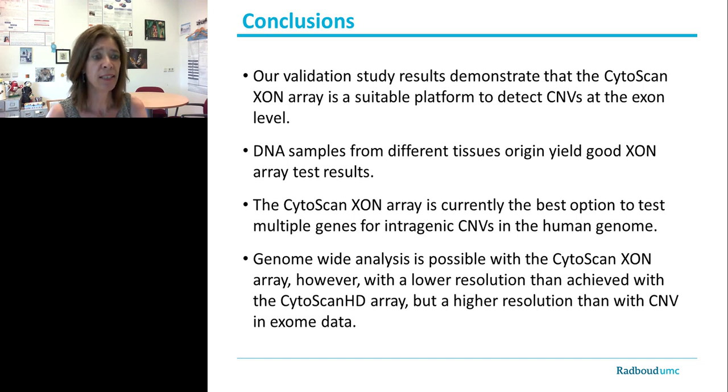And that it's currently, in my opinion, the best option to test multiple genes for intragenic CNVs in the human genome, because definitely not for all genes there is a MLPA test available. And also genome-wide analysis is possible with the exon array, although it's lower resolution than achieved with the HD array, but it's a higher resolution than you can achieve with CNV analysis from exome data.